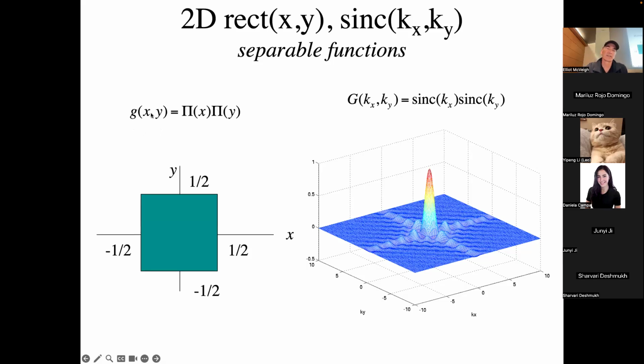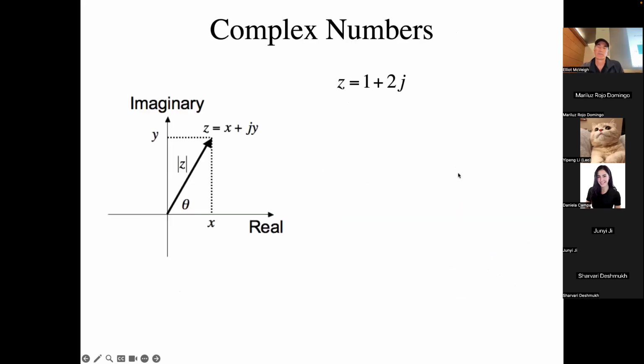Here's a two-dimensional rectangle function, which is the product of two one-dimensional rectangle functions. And when you look at its Fourier transform, you get a two-dimensional sinc function, which is just the product of two sinc functions, one in x and one in y. That kind of looks like a sombrero function in a way as it's going out.